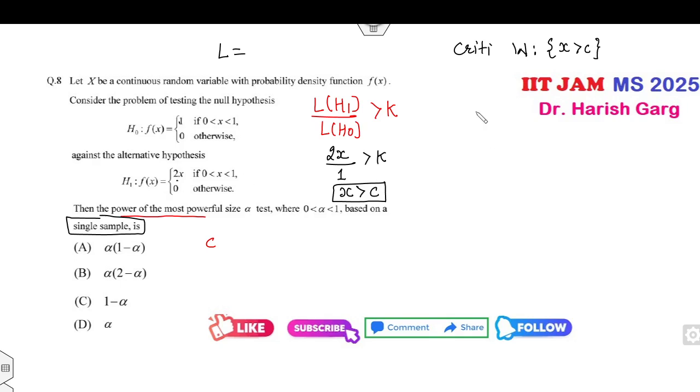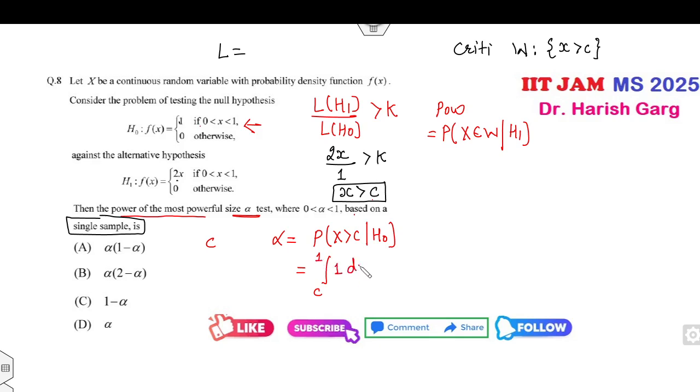Now what is given to you? Your target is to find the power. What is the power? x belongs to the W provided H1 is true. But what is given is size alpha. So unknown is my C. So that means x greater than C provided H naught. So can you find the value of C from the H naught? This is H naught, C to 1, PDF is my 1 of dx.